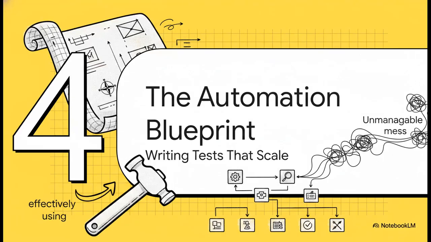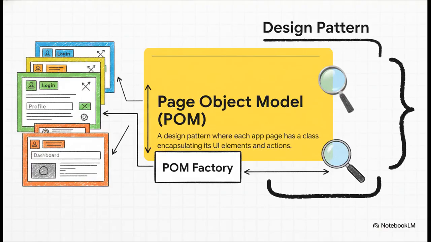Now, look, having a great tool is one thing, but using it the right way is something else entirely. As your application gets bigger and more complex, you need a blueprint, a plan, to organize your tests so they don't turn into a complete, unmanageable mess. And that's where the Page Object Model, or POM, comes in. This is a professional design pattern, a real strategy. The idea itself is actually pretty simple, but it's incredibly powerful.